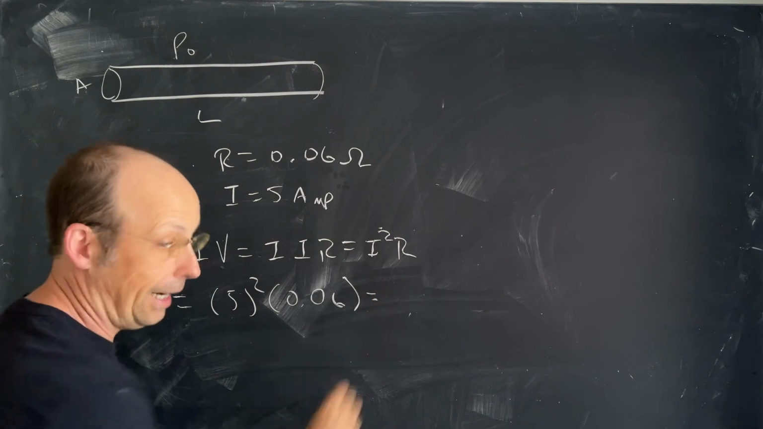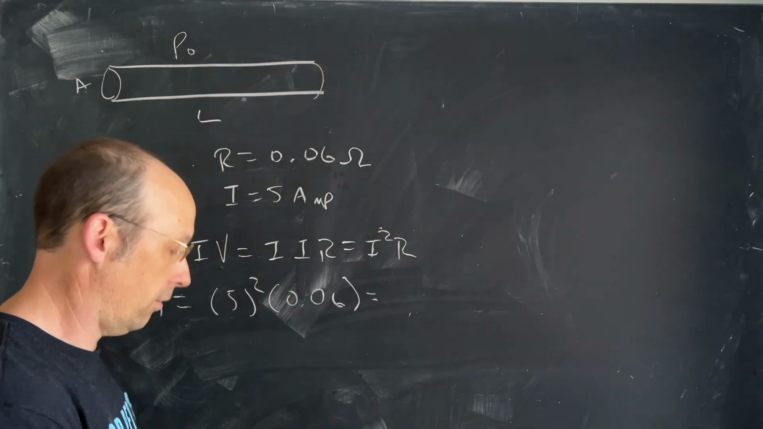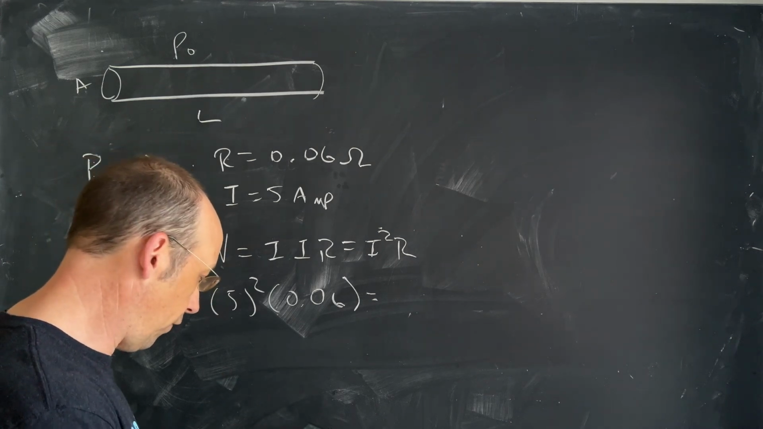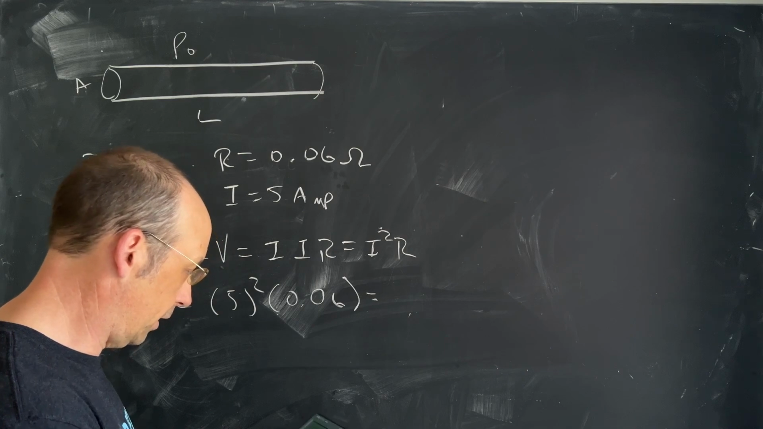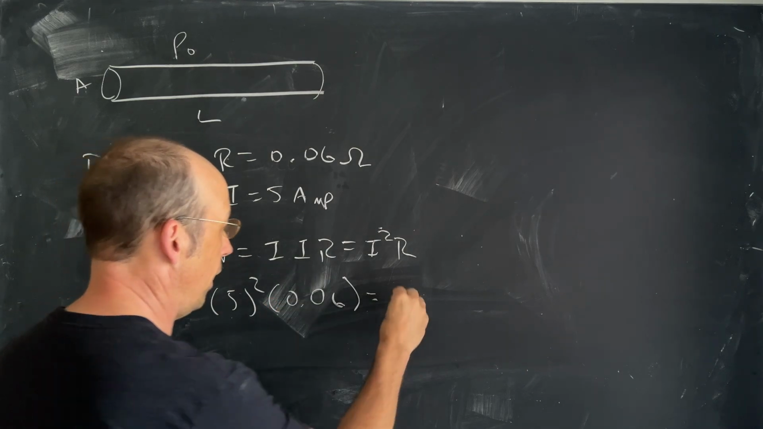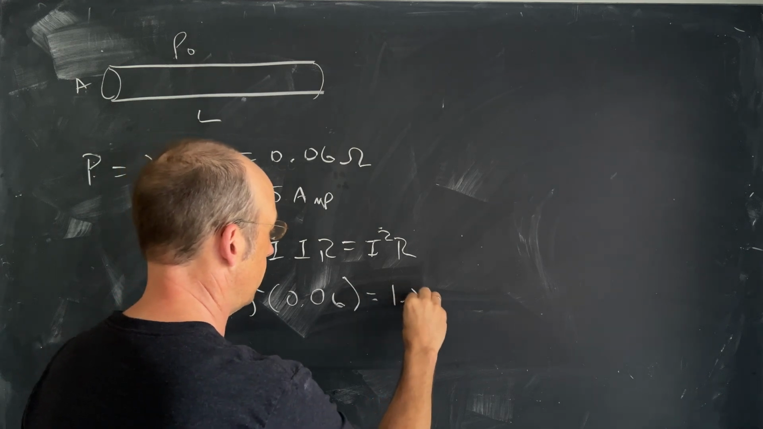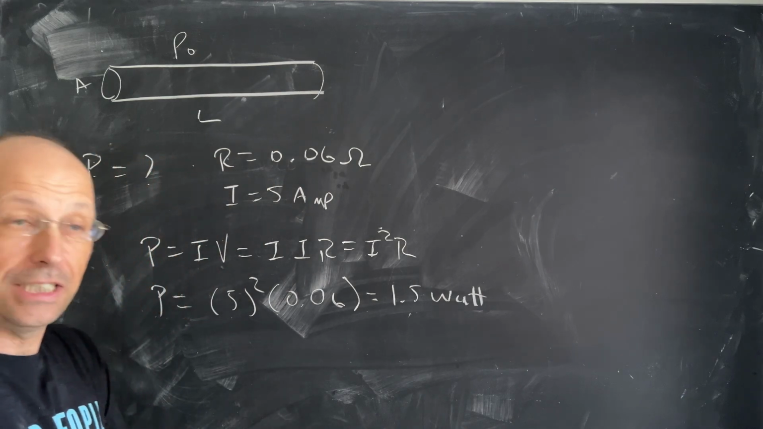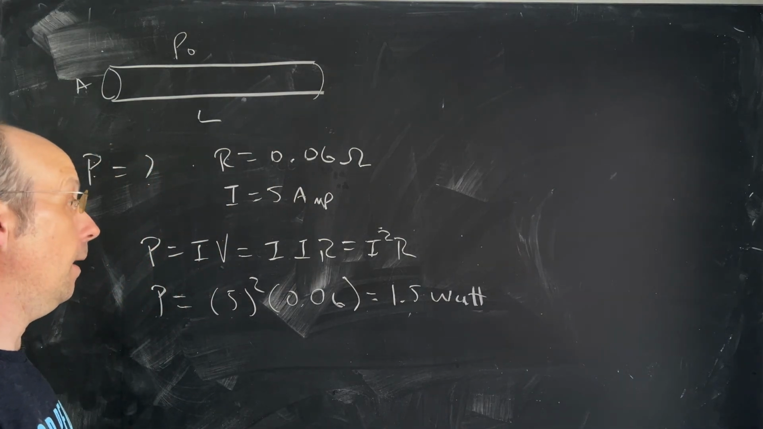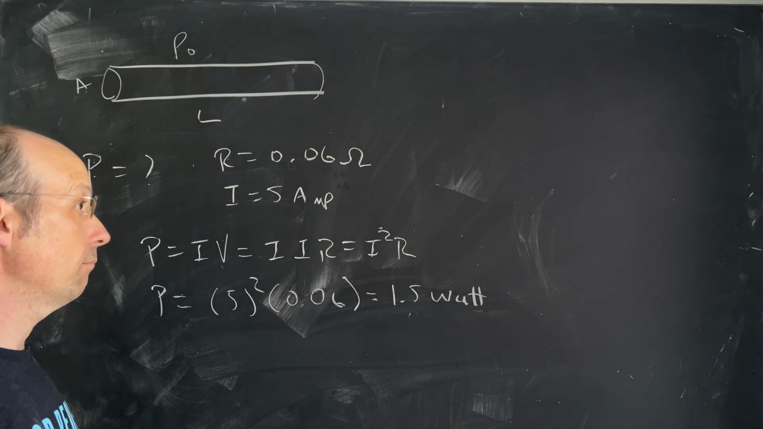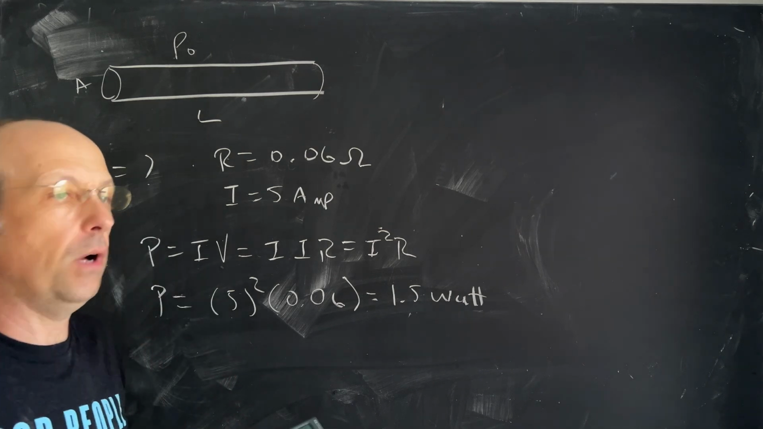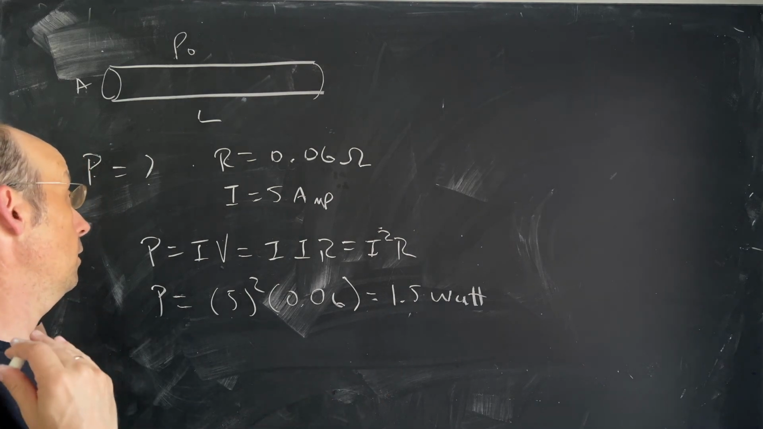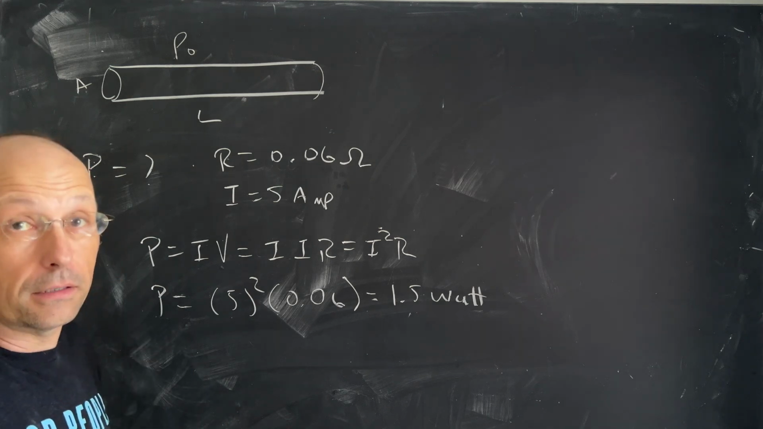I could probably do that in my head, that's fine. 5 squared is 25, times 0.06, I get 1.5 watts. That seems reasonable, right? You think about like a 60 watt light bulb. I mean, an extension cord does get hot. They do get hot.